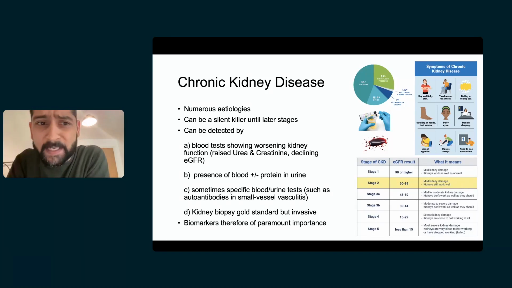Unfortunately, CKD can be a silent killer because similar to high blood pressure, it's not until the later stages where you start getting end organ damage or serious manifestations that unfortunately things are too late. And that's when you start manifesting some of the symptoms. So as a result of uremia or high urea levels, you might have nausea, vomiting, itching, you might have taste disturbances.